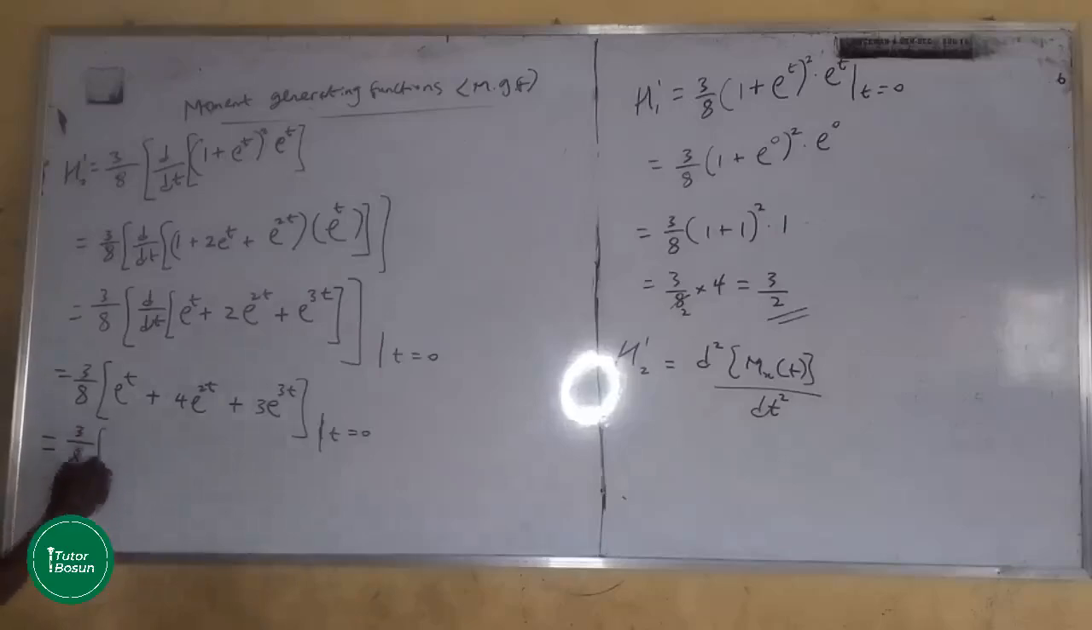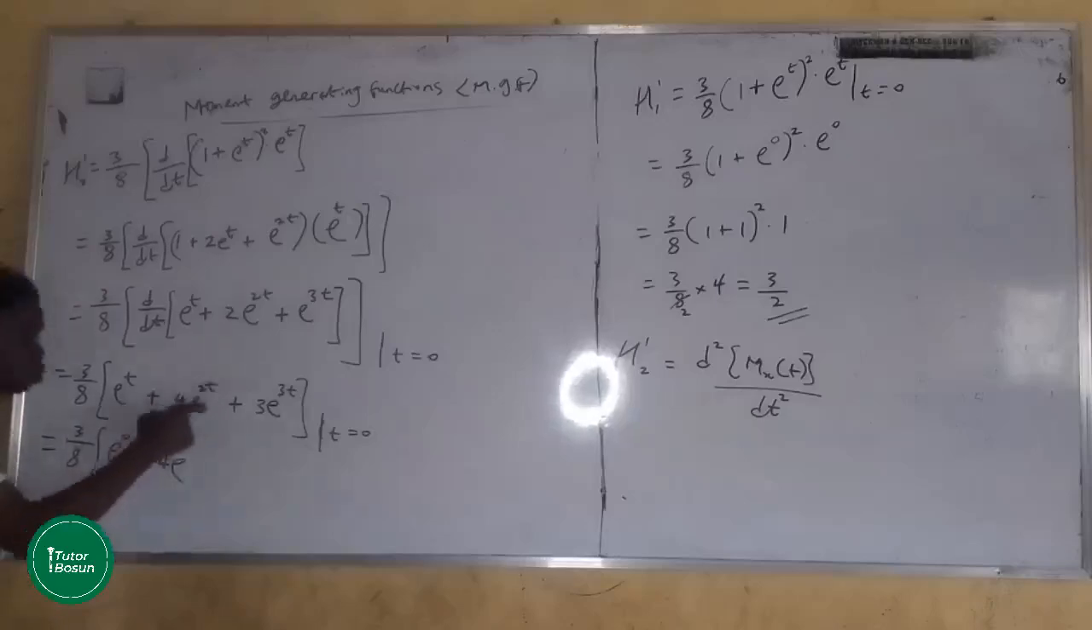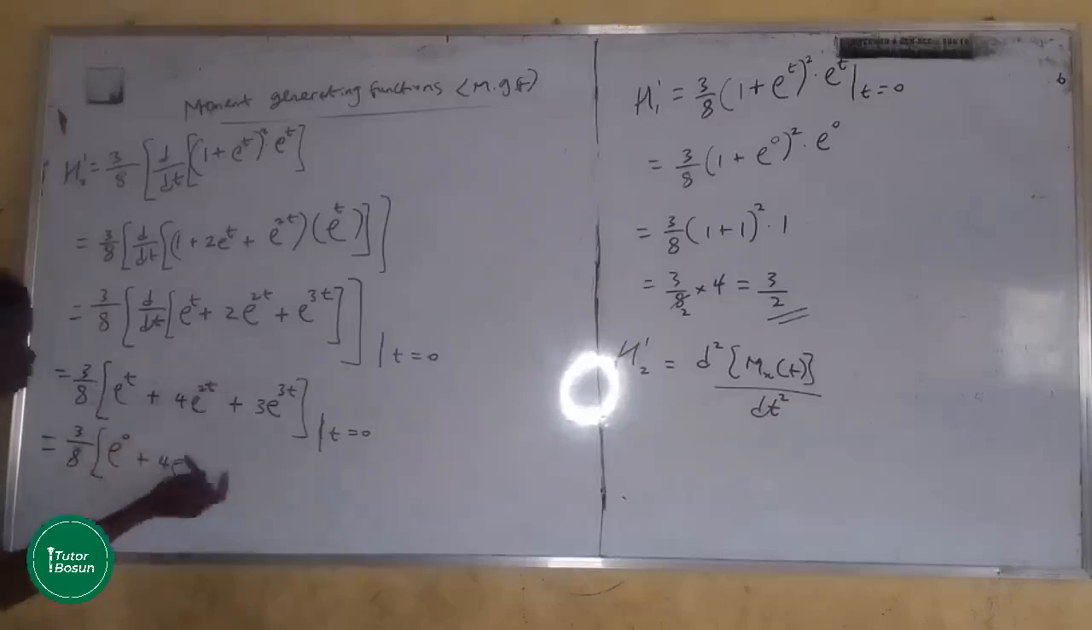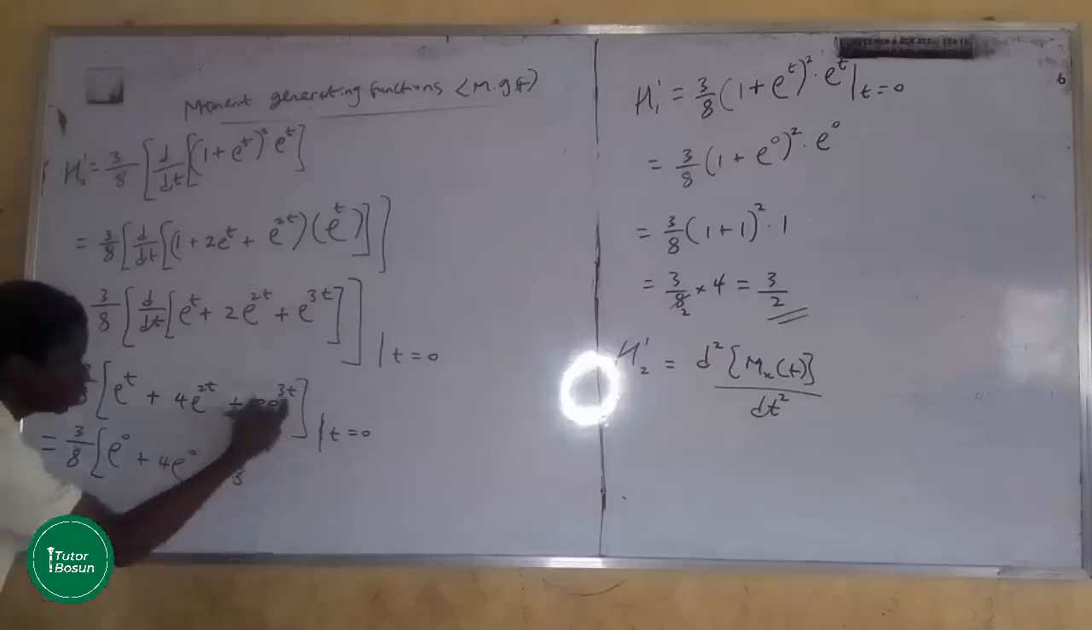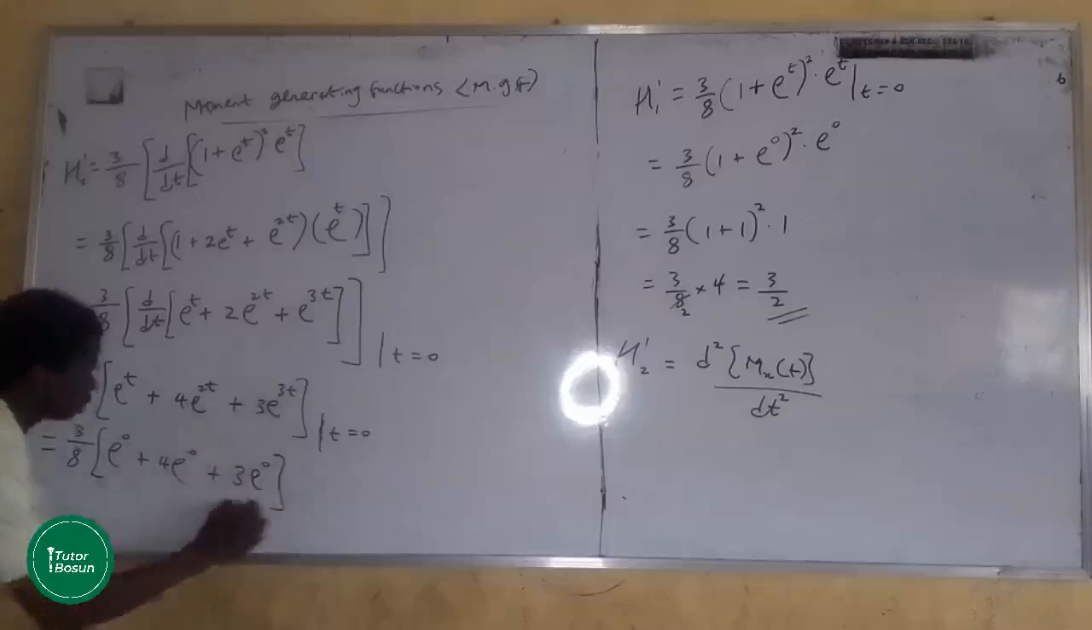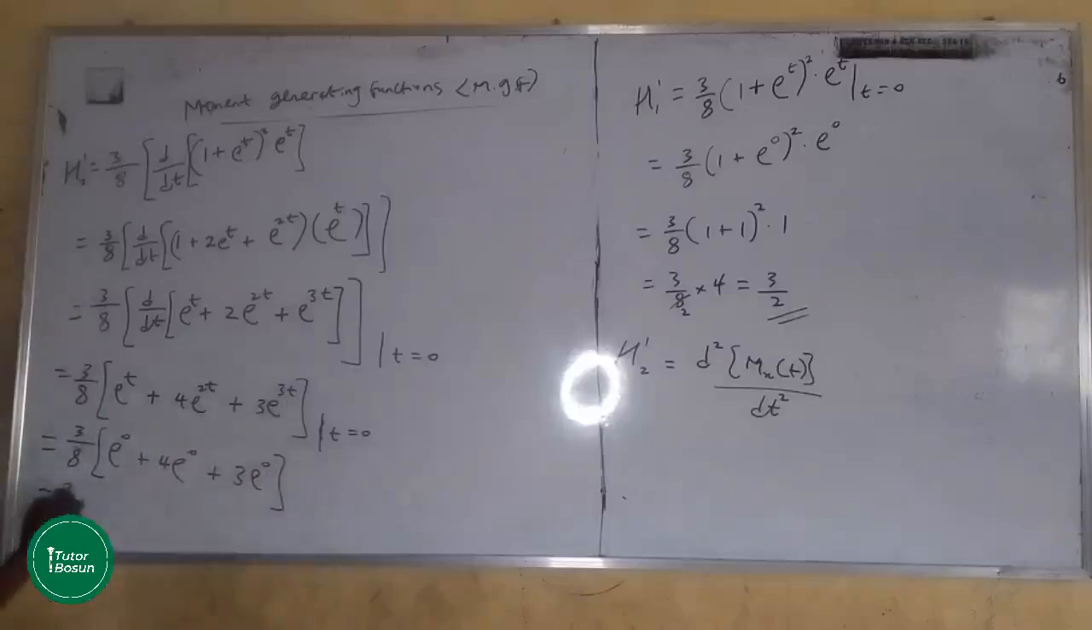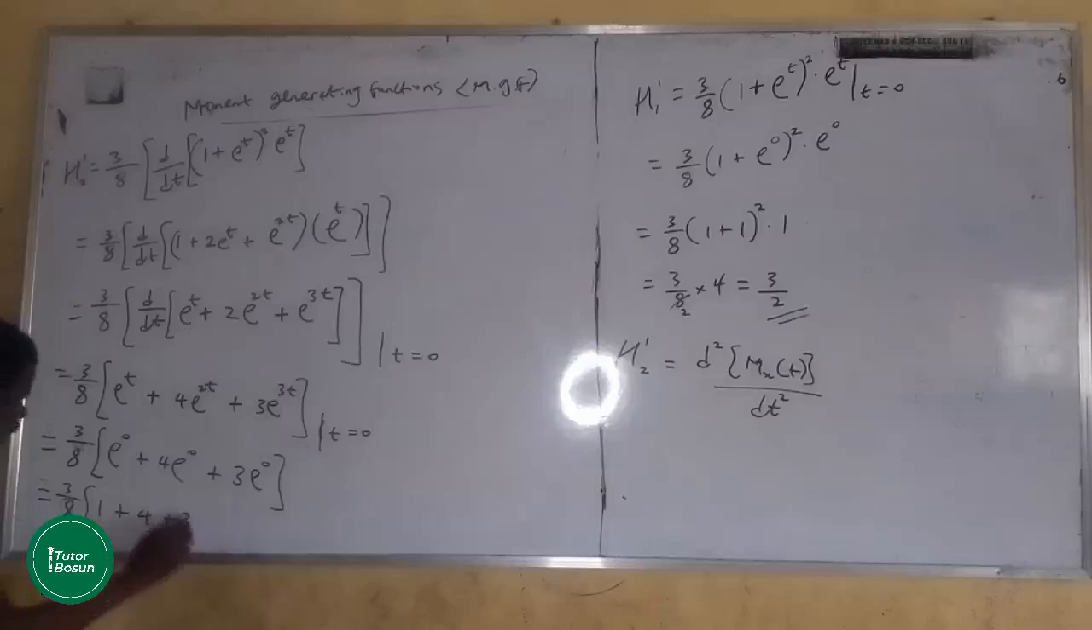3 over 8 into exponential 0 plus 4 exponential 0 as well, because 2 times 0 is 0. Exponential 0 plus 3, likewise this one is going to be exponential 0. So automatically we have 3 over 8 into this, anything raised to power 0 gives you 1. This becomes 1 plus anything raised to power 0 gives you 1. That will be 1 plus 4 plus anything raised to power 0 gives you 1 plus 3. So 4 plus 3, 7 plus 1, 8.